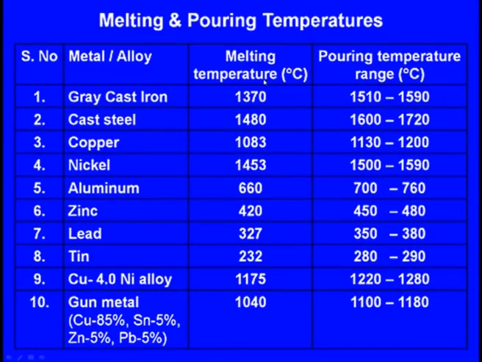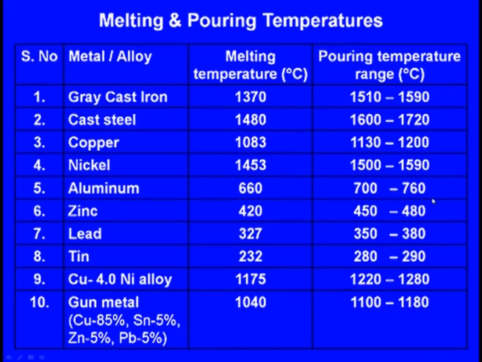Now, for grey cast iron, the common melting temperature is 1370 degrees centigrade, and its pouring temperature varies between 1510 to 1590 degrees centigrade. And for cast steel, the melting temperature is 1480 degrees centigrade, and the pouring temperature ranges between 1600 to 1720 degrees centigrade. And for copper, the melting temperature is 1083 degrees centigrade, and the pouring temperature varies between 1130 to 1200 degrees centigrade. And for nickel, the melting temperature is 1453 degrees centigrade, and the pouring temperature varies between 1500 to 1590 degrees centigrade. And for aluminum, the melting temperature is 660 degrees centigrade, and the pouring temperature varies between 700 to 760 degrees centigrade.